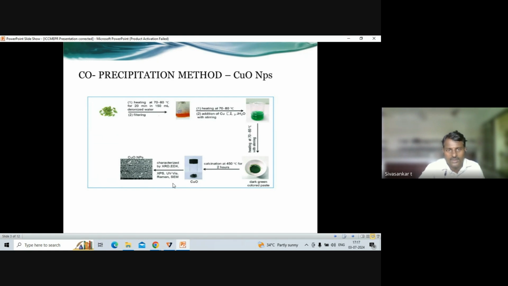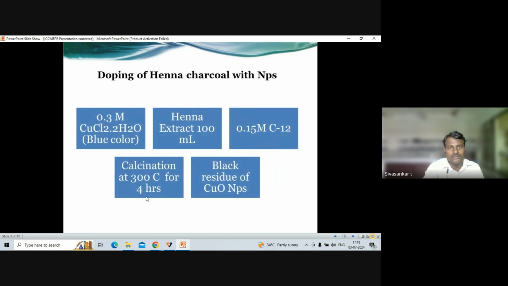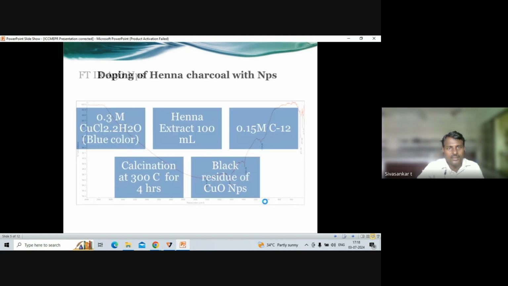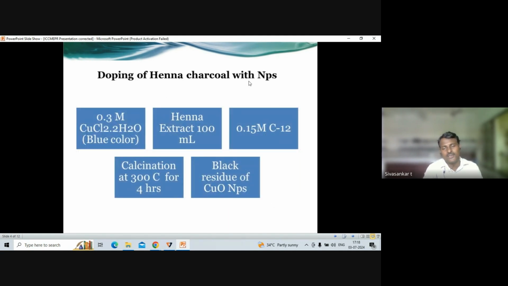This is one side, and the same way we proceeded with the henna extract with the solution mixing with copper nitrate, silver nitrate solution to get the silver oxide. So the same methodology is used to prepare silver oxide nanoparticles as well. And doping is carried out with henna extract, and separately we are doing doping with the charcoal graphite powder as well.